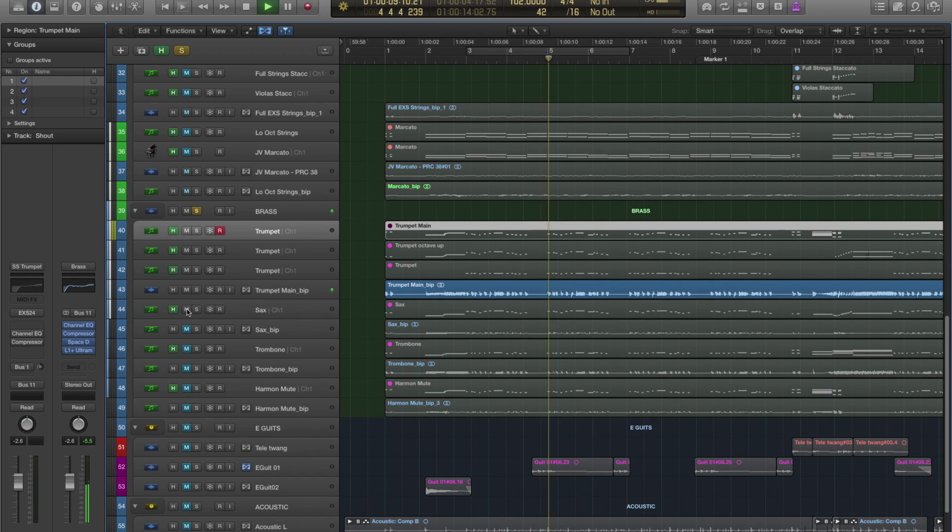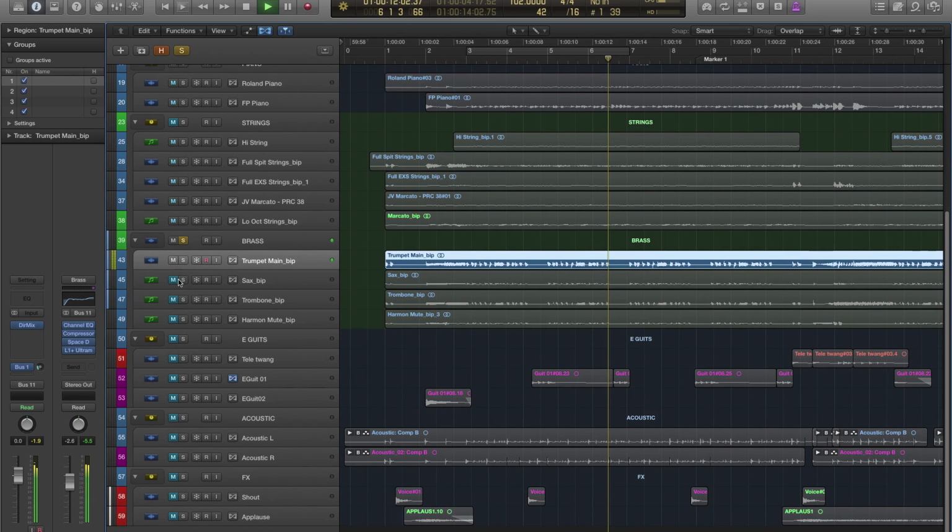Two trumpets. Hide that. Sax. Trombone. Quite a lot of them.